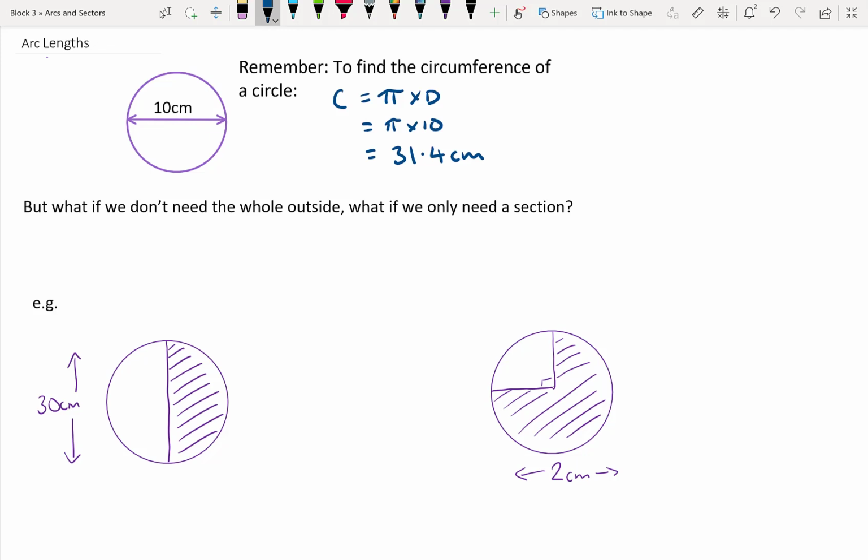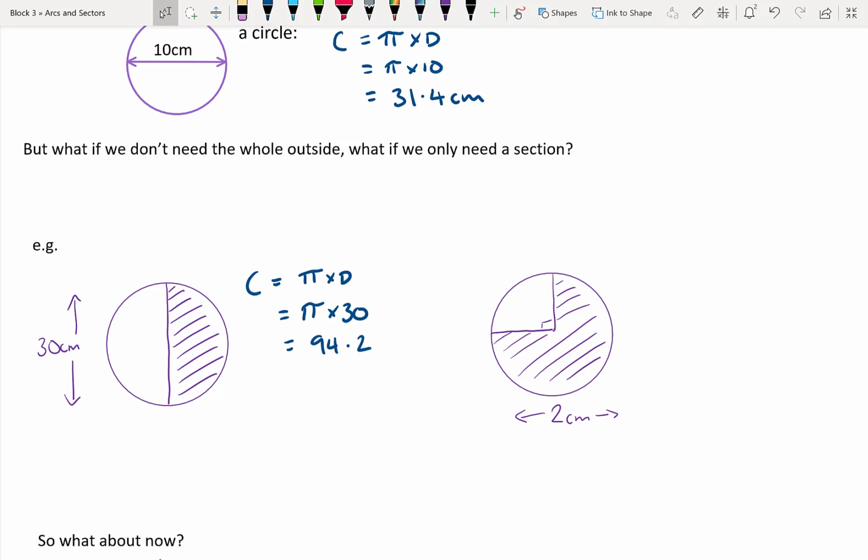So we're going to follow the same pattern as we did a minute ago. I'm going to find the circumference, which is pi times the diameter. For this circle, it's pi multiplied by 30. You turn to your calculator and you get 94.2. But I didn't want the entire circle, I just wanted half of it. So when I'm looking at my circumference, I only want half of that.